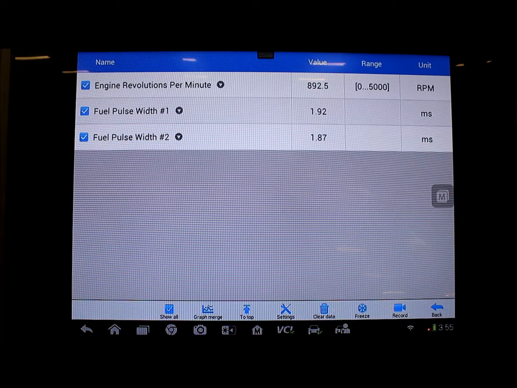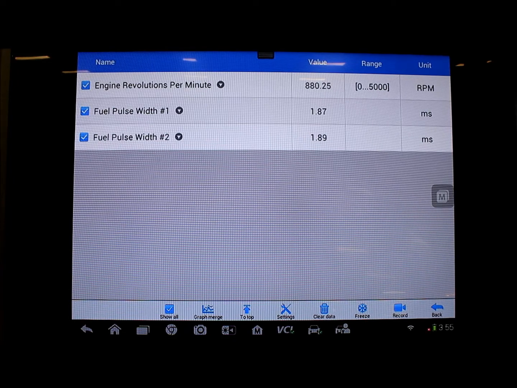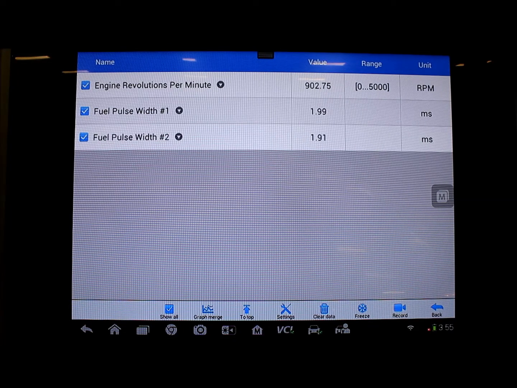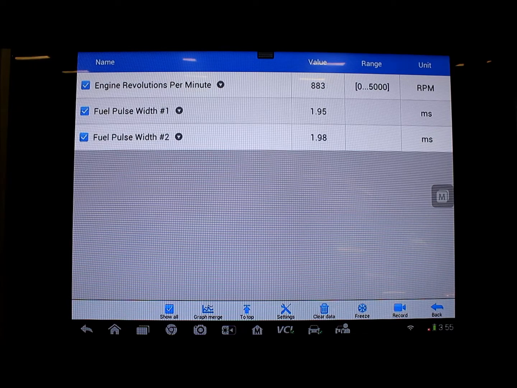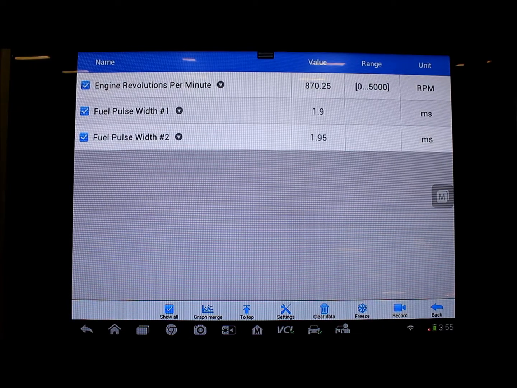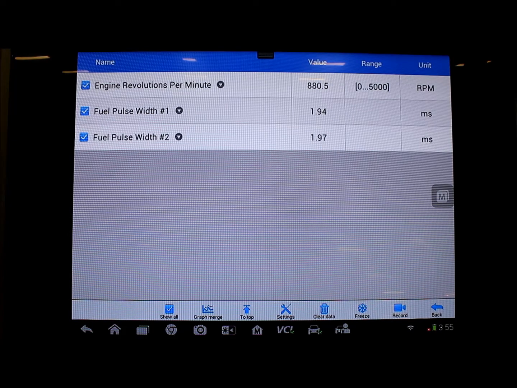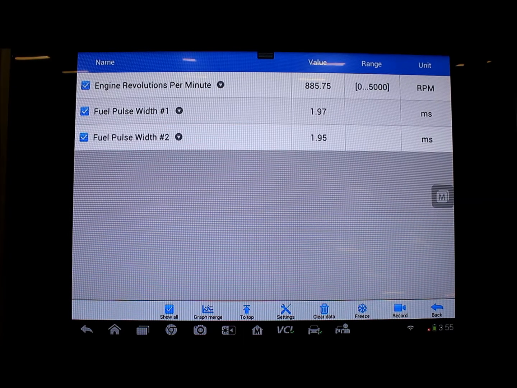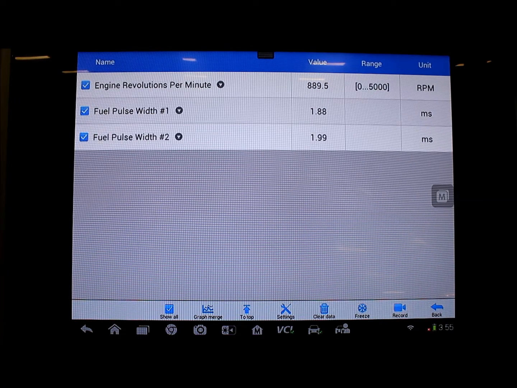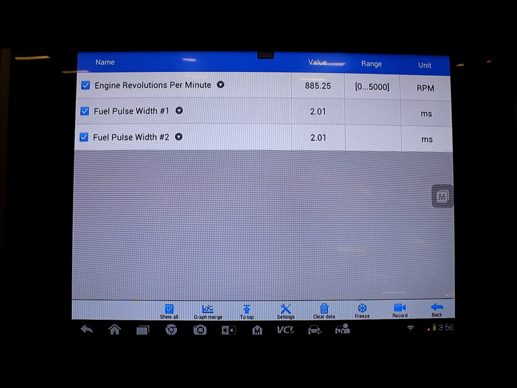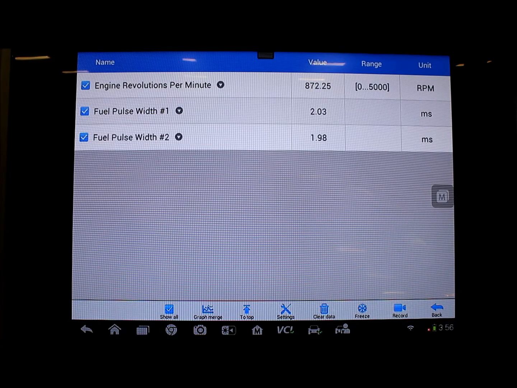Here's another example of controlling a solenoid more than just turning it on and off. Fuel pulse width 1 and fuel pulse width 2, notice, are measured in milliseconds. So what we're looking at here is every time that fuel injector opens, how long does it stay open before it closes again? Notice the engine is at essentially idle speed. We're at about 880 RPM.